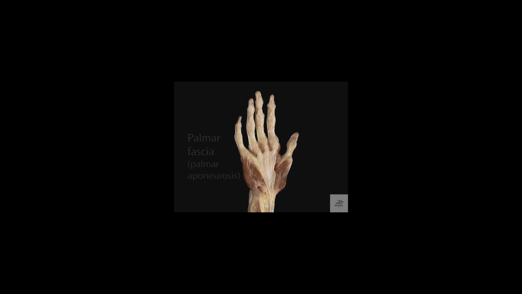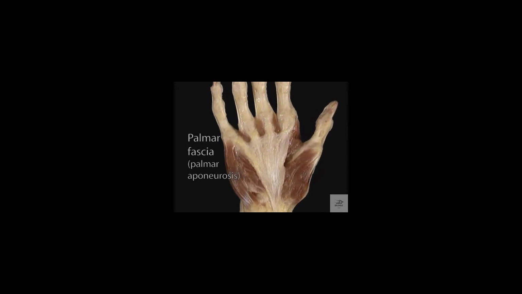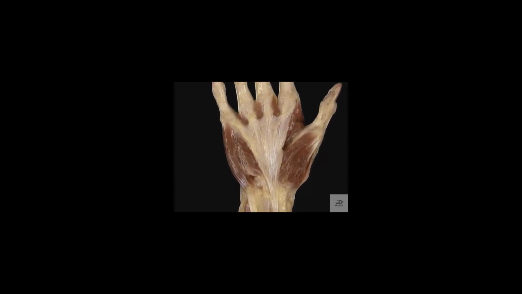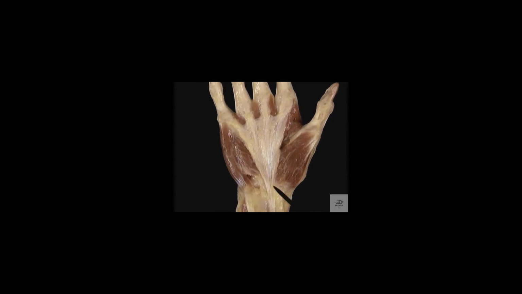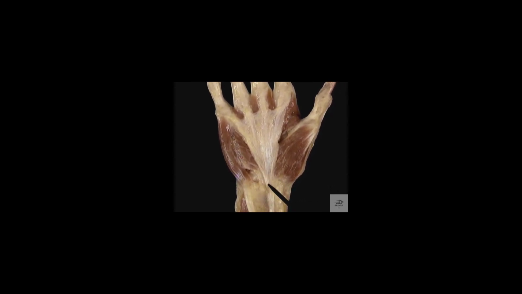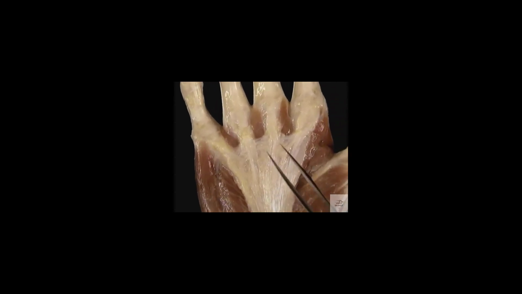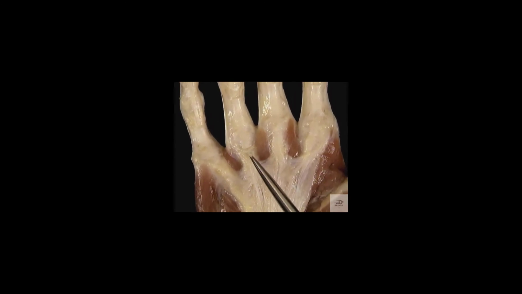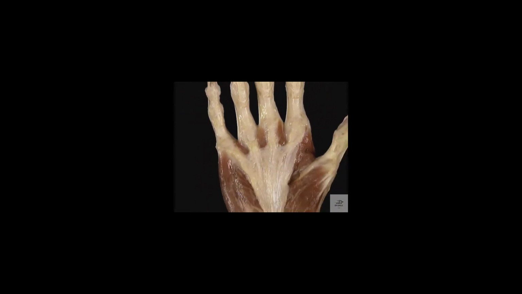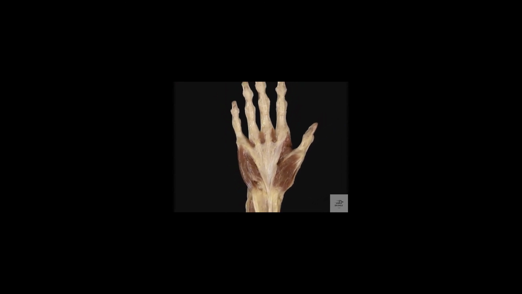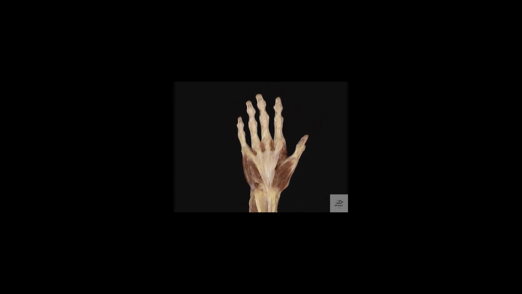One last structure to look at before we move on to muscles is the palmar fascia, or palmar aponeurosis. It's a dense triangular sheet of fibrous tissue which covers the middle part of the palm of the hand. Proximally, it's continuous with the flexor retinaculum and with the tendon of palmaris longus. Distally, it separates into slips, which insert into the edges of the palmar plates of the MP joints. The palmar fascia protects the underlying nerves, tendons, and vessels from harm. The skin of the palm of the hand is firmly attached to it.